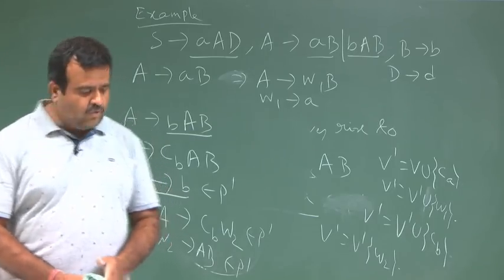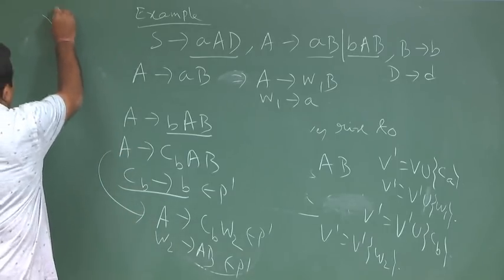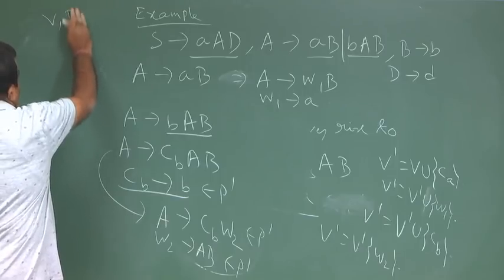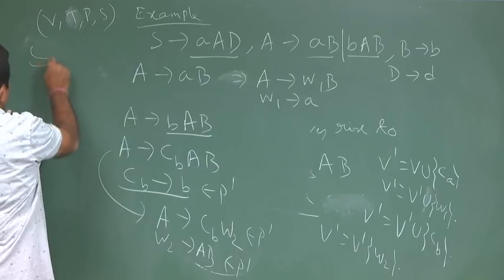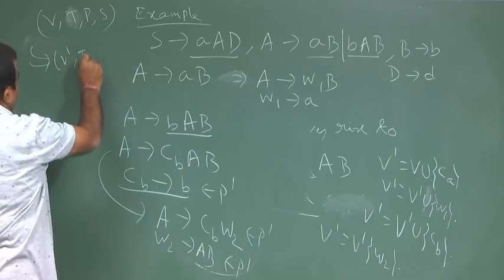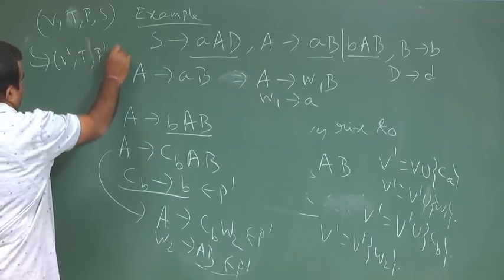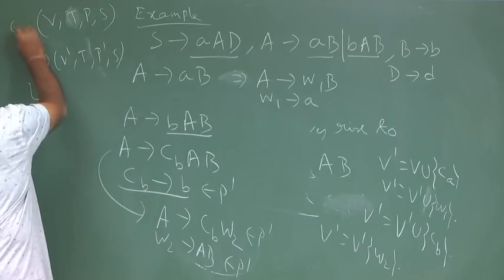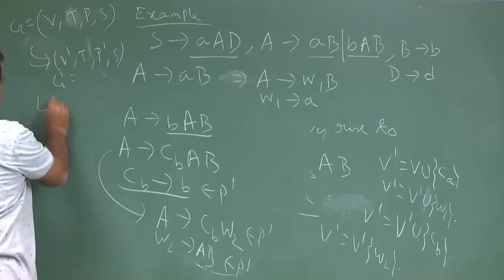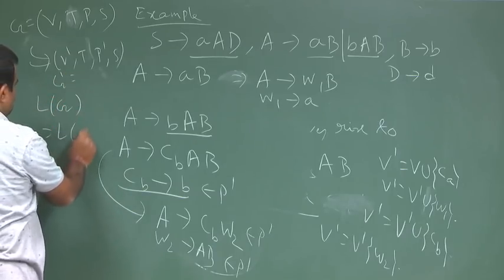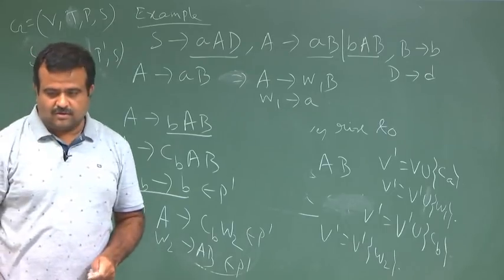Okay. And we can prove that this is the reduced grammar. If this is the grammar G with V, T, P, S, it is reduced to the grammar G prime with V prime, T, P prime, S. We can show that the language generated by G is the same as that generated by G prime. The proof will be in the lecture notes. Thank you.